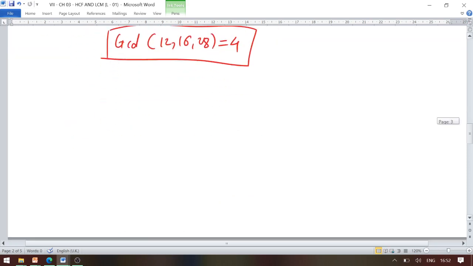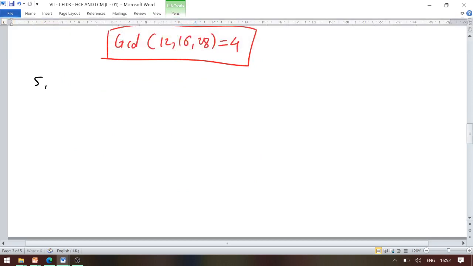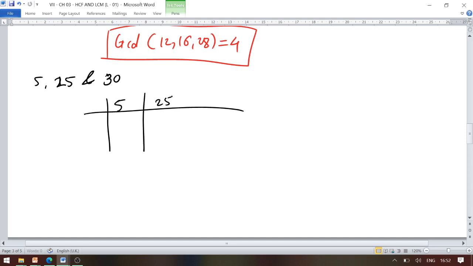Similarly, suppose we are given another three numbers, let them be 5, 25 and 30. We have to evaluate the HCF of those three numbers. Again, we will take all three numbers together and we can easily find the common prime divisors of the three numbers by using vertical division at once. So by observing, let it be 15 instead of 5. Okay, let it be 15.